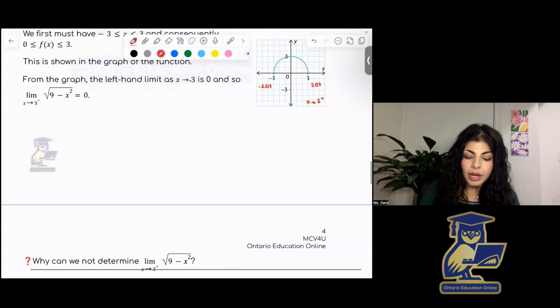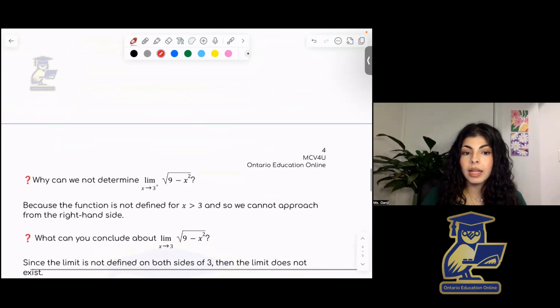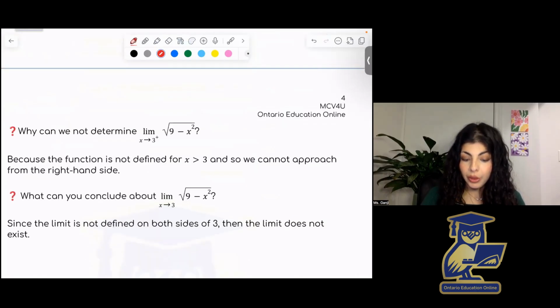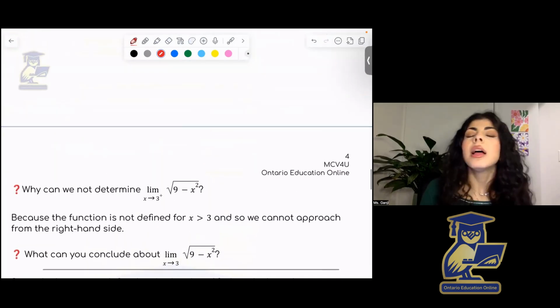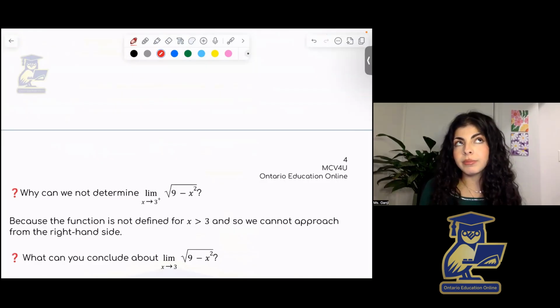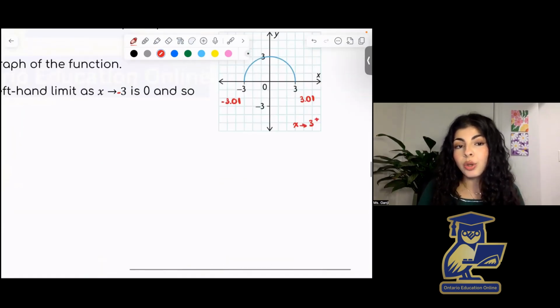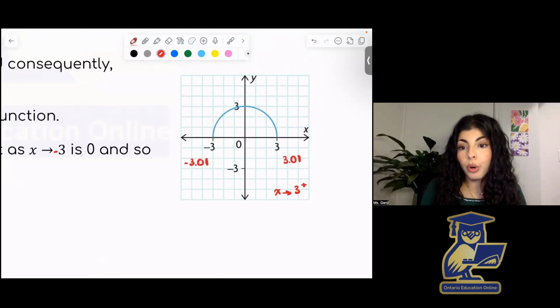And finally, what can you conclude about the limit of x approaching 3 here? Then we can say that because the limit is not defined, sorry, I have to update that for you as well. Because the limit is not defined from both sides, then we actually don't have a limit at -3 or 3 because, again, we don't have a left-hand side and a right-hand side limit. We just have one of them for each.